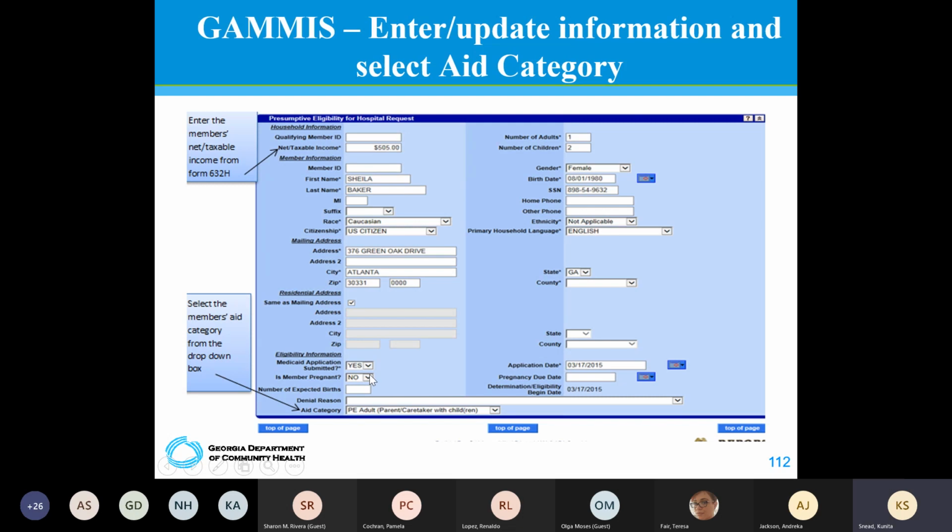Indicate if anybody is pregnant. If so, you're going to put the number of births they're expecting and also their due date. The application date, of course, comes right off of your 632H. The application date and the determination eligibility begin date really should be the same date. The determination eligibility begin date is going to be already stamp dated by the computer, so that cannot be changed. So those two dates should be the same, because like I said, you should be doing everything the same day. Then you're going to choose the aid category this particular individual was eligible for.